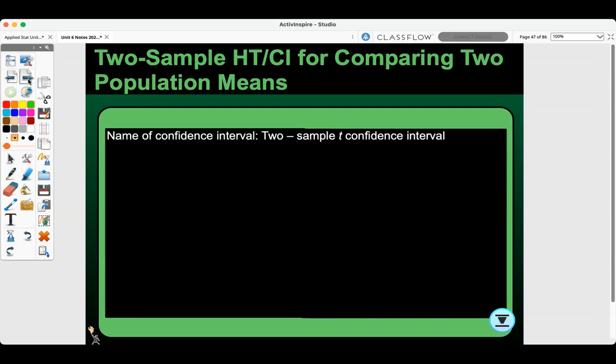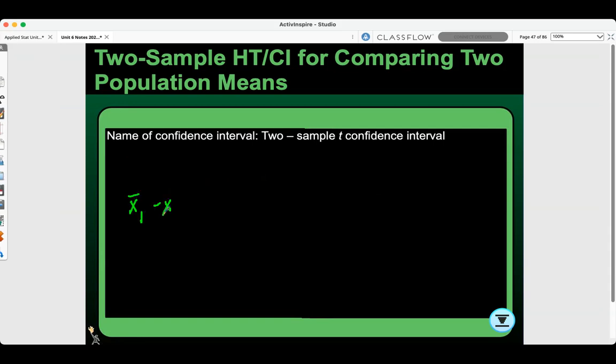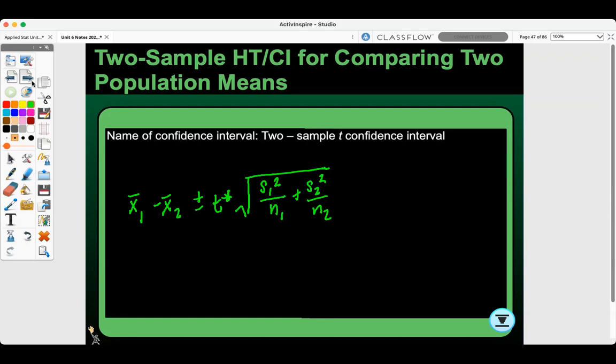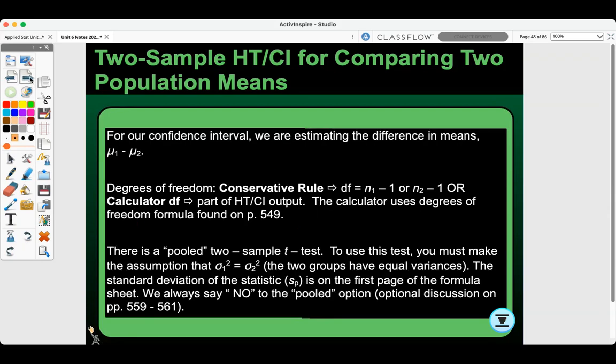So the name of the confidence interval is a two-sample T confidence interval. The confidence interval would be x bar 1 minus x bar 2 plus or minus T star times the square root of s1, the standard deviation of the first one squared, divided by the number in the first sample, plus the standard deviation of the second one squared divided by the number in that sample. For our confidence interval, we are estimating the difference in means, mu1 minus mu2.